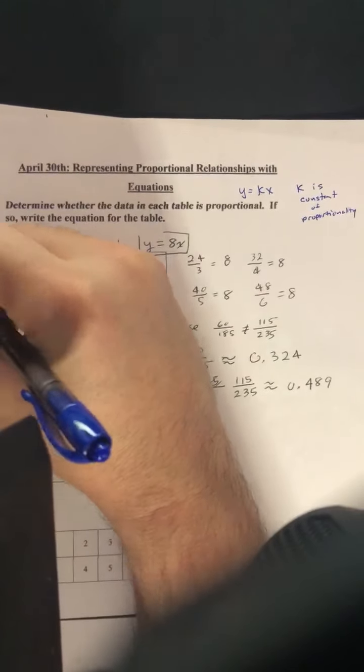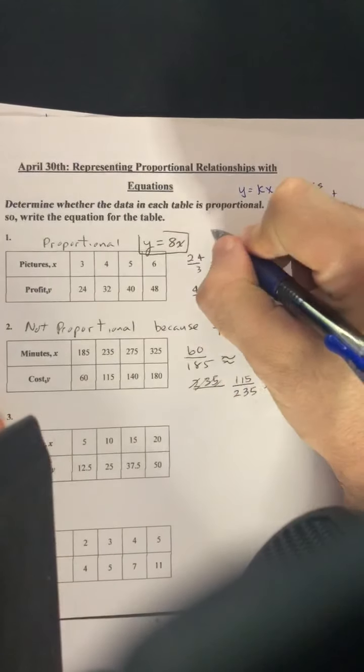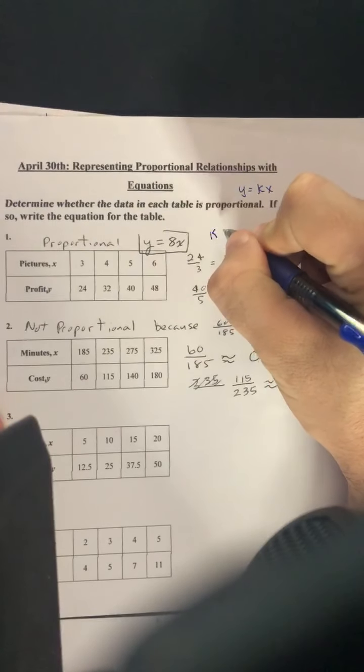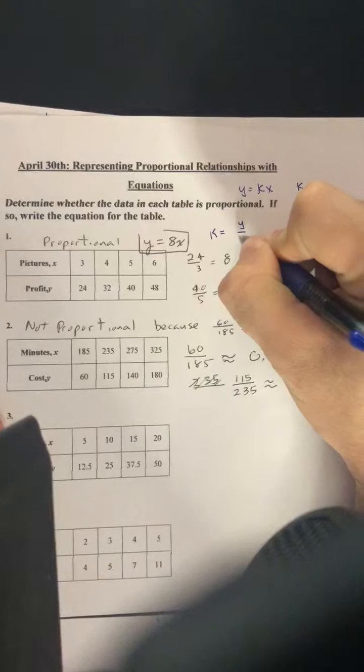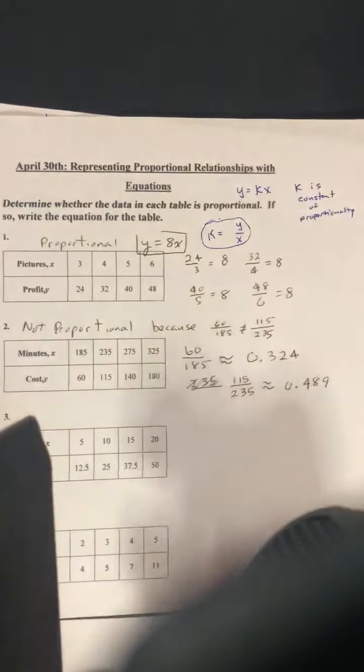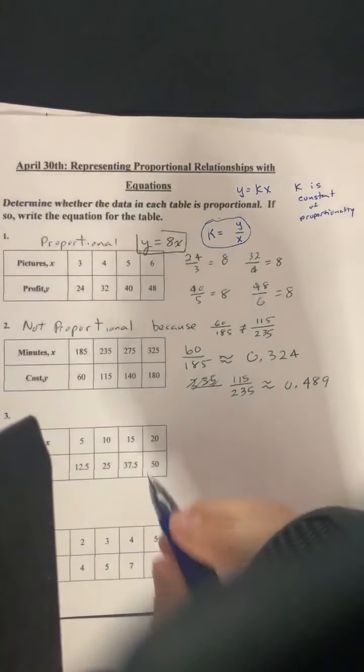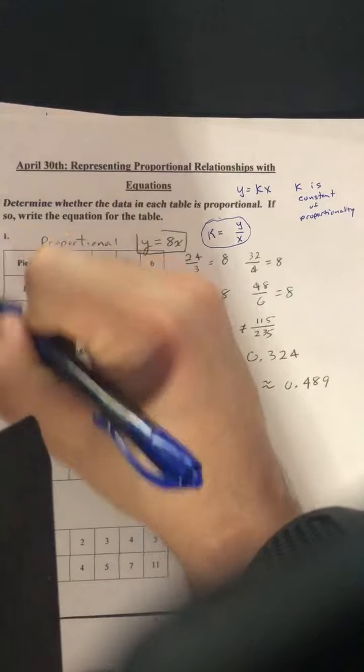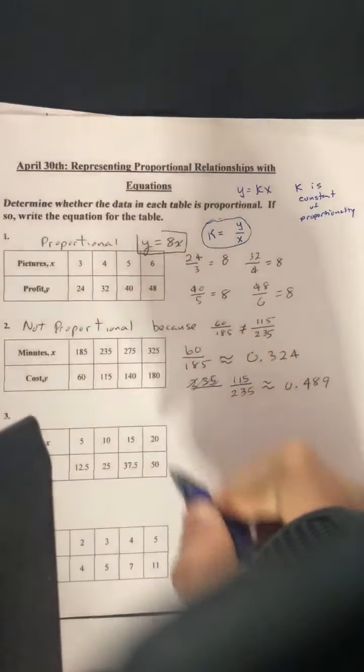We know that k, let me write this somewhere where you can see it, k is equal to y over x. And it's that simple. This is not a tricky topic, guys. K equals y over x. That's how we're going to find our constant of proportionality. The way we do that, pictures is our x, profit is our y.